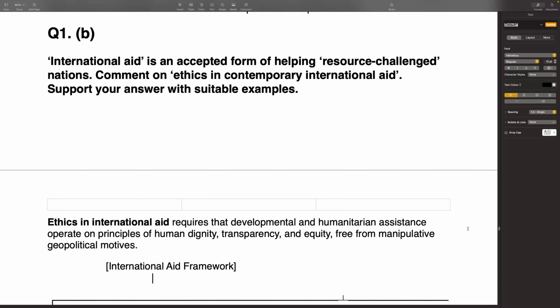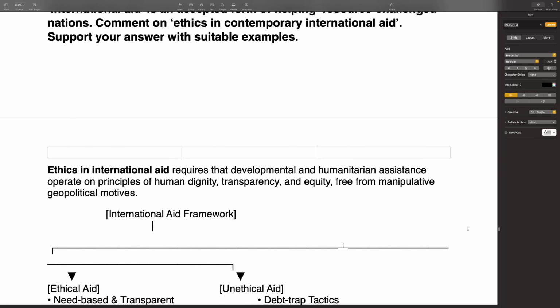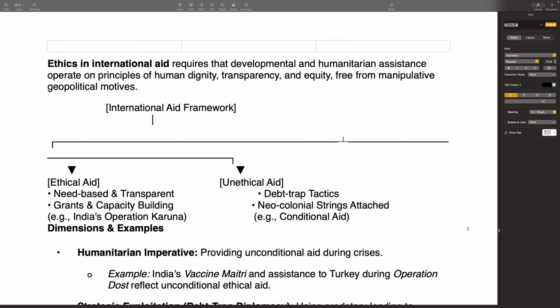Question 1b. International aid is an accepted form of helping resource-challenged nations. Comment on ethics in contemporary international aid. Support your answer with suitable examples. Ethics in international aid require that developmental and humanitarian assistance operate on principles of human dignity, transparency, and equity, free from manipulative geopolitical motives.